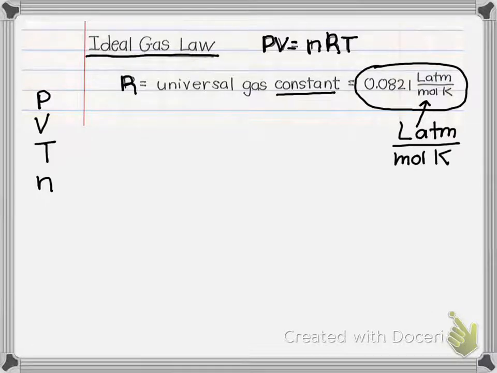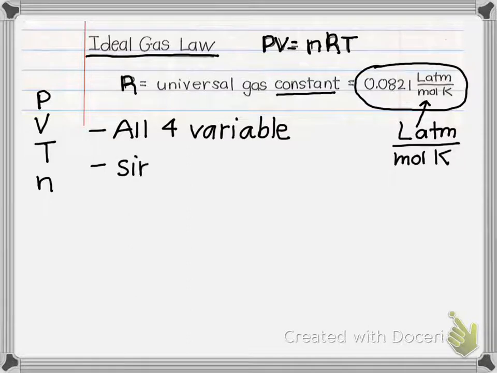The other difference you may notice when comparing the ideal gas law to laws like Boyle's, Charles's, and Gay-Lussac's is that the ideal gas law involves all four variables, so there's none that are held constant. The other big difference is that the ideal gas law is looking at a single set of conditions and is not looking at a change in conditions.